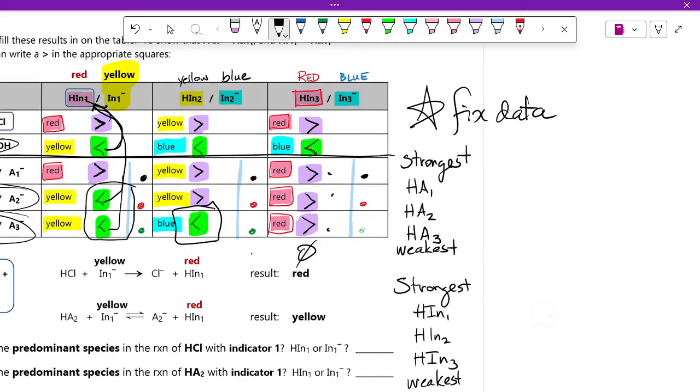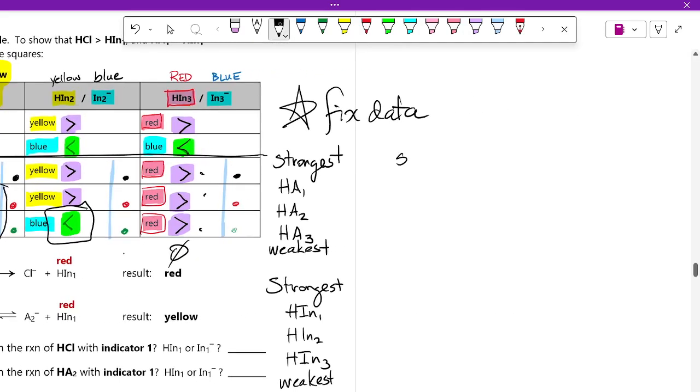What we want is a list from strongest to weakest of all the acids, all the HAs and all the HINs. So there's going to be three different lists. No, it's going to be one list.